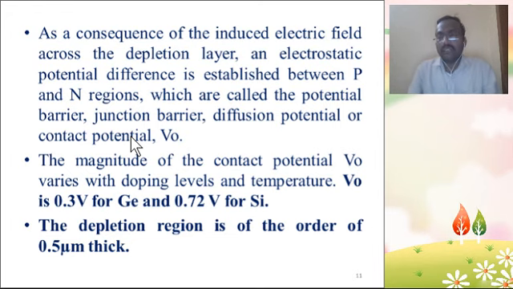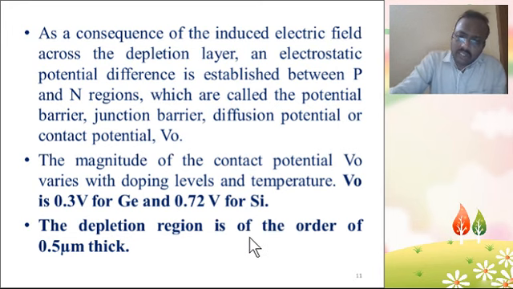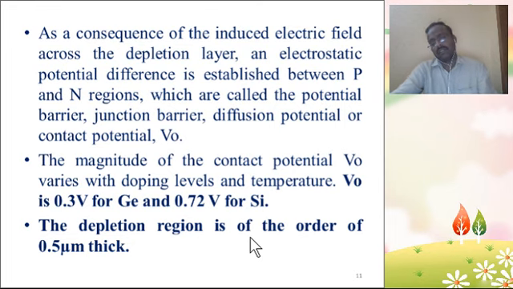What is the width of the depletion region? The width of the depletion region is around 0.5 micrometer thickness.